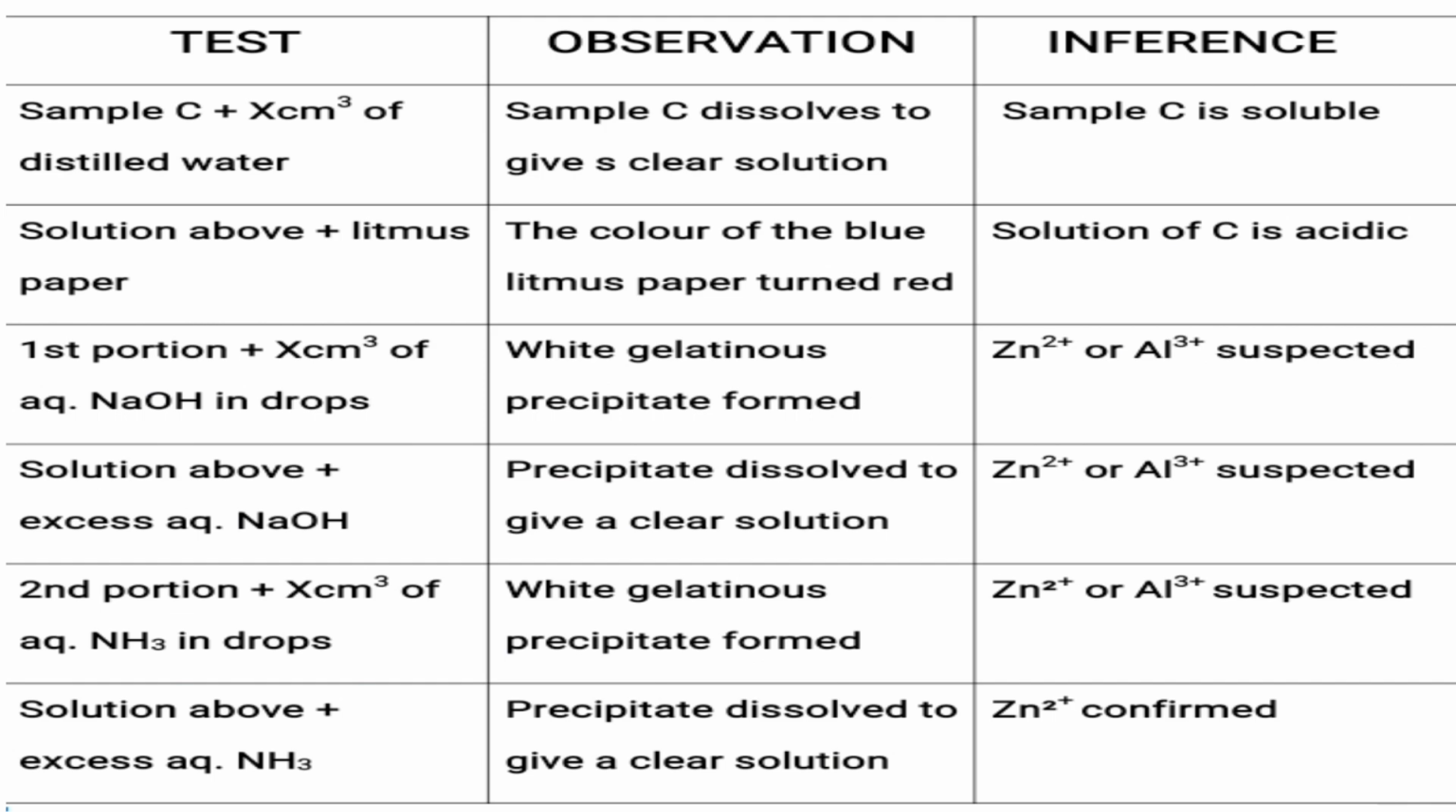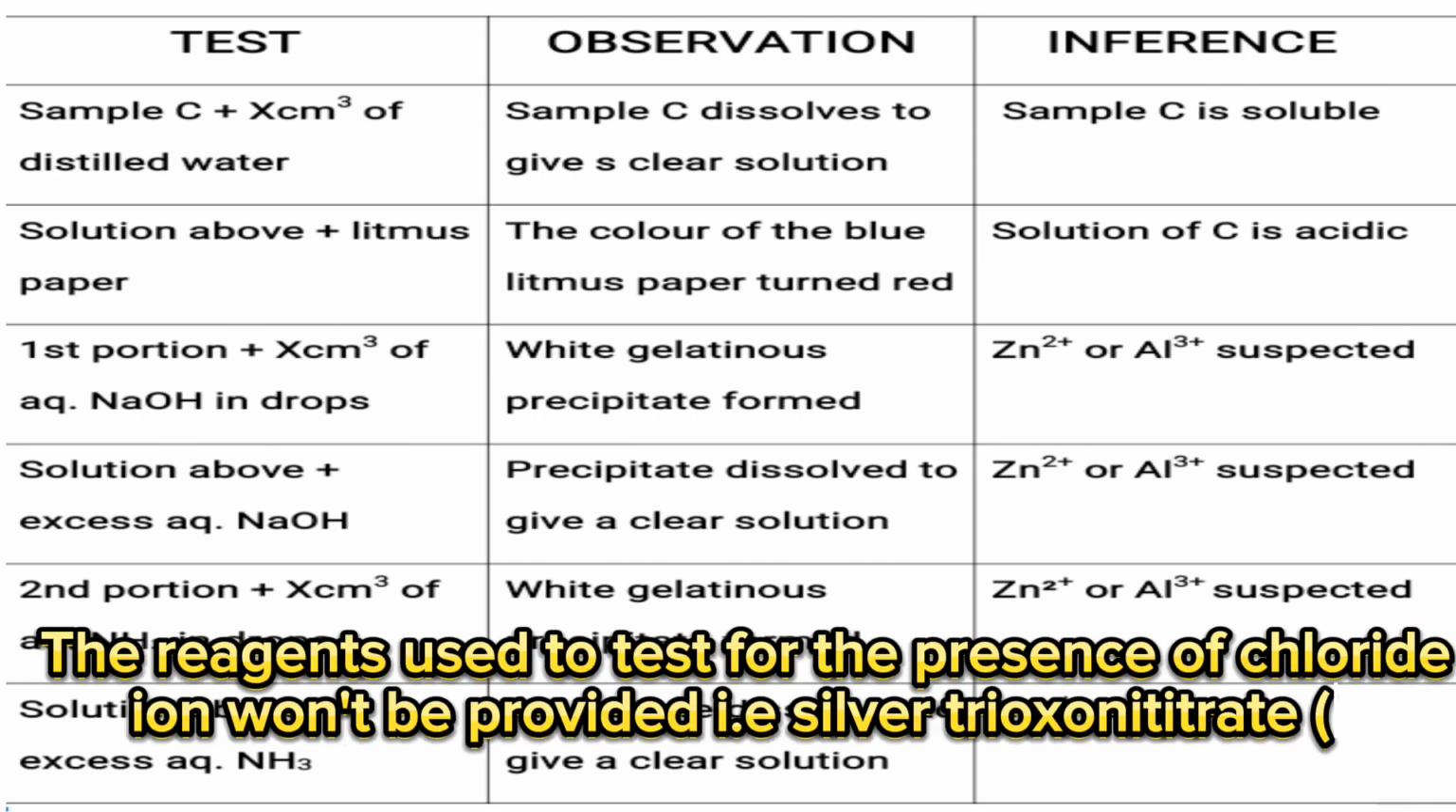They won't ask you to test for chloride ion because the reagents needed to test for chloride ion, which are silver nitrate, that's AgNO3, and then nitric acid, that's HNO3, will not be provided on the day of the examination. So let's move on to sample D.